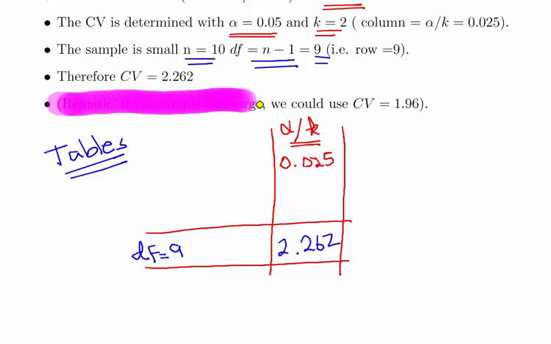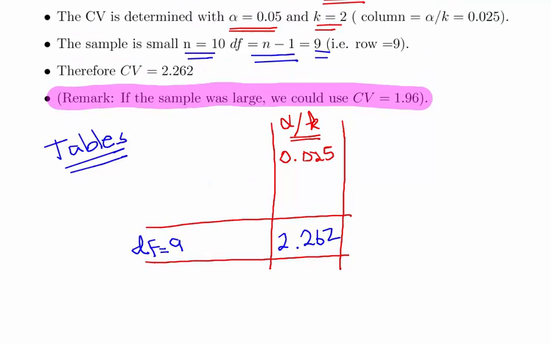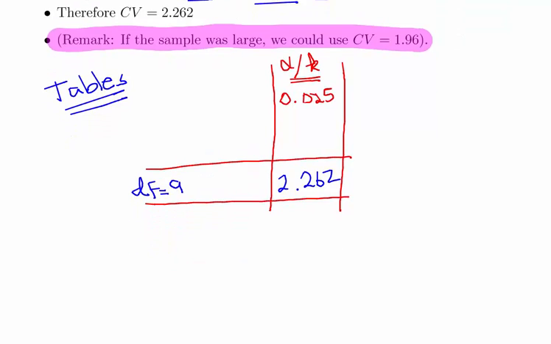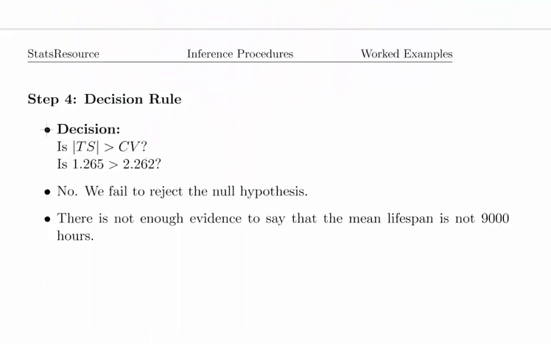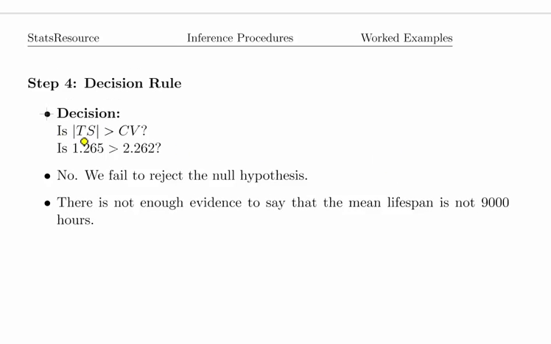Now, if this is a large sample, we can use a critical value of 1.96. If we're dealing with, let's say, a sample size of 100, that would affect the standard error accordingly. Anyway, the decision rule is that we reject if the absolute value of the test statistic is greater than the critical value. Is 1.265 greater than 2.262? No. We fail to reject the null hypothesis. There is not enough evidence to say that the mean is not 9,000 hours. So that's it there. We'll leave that there.